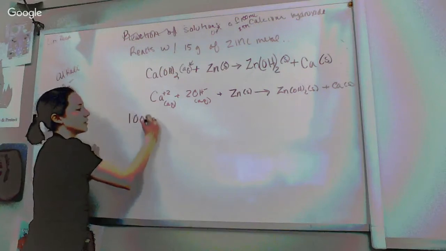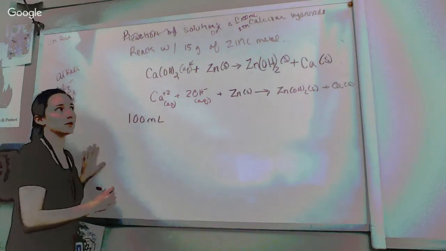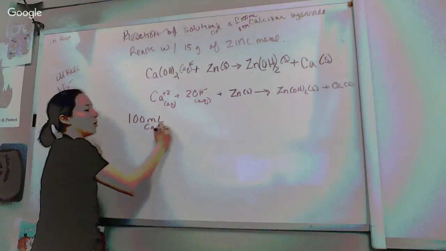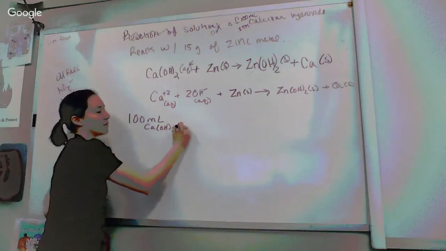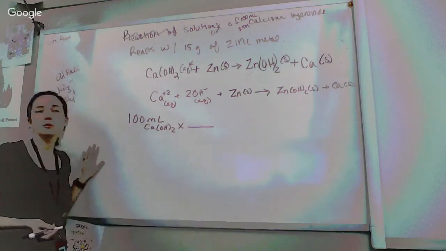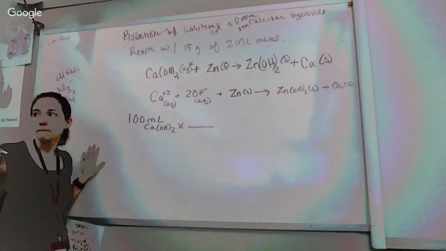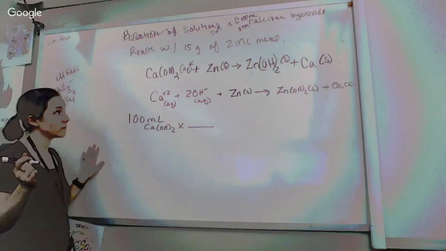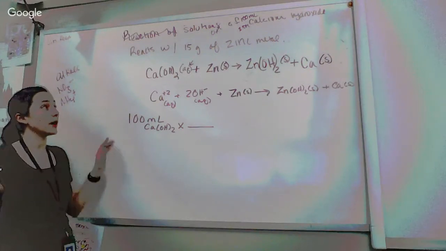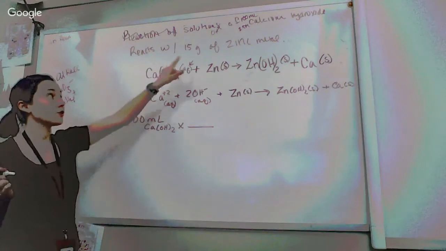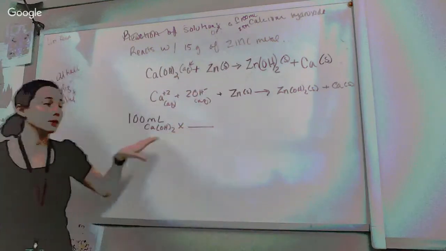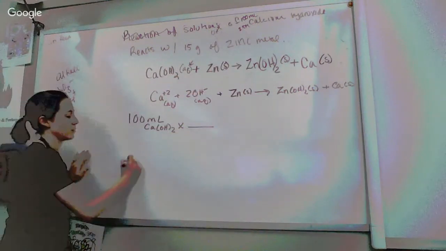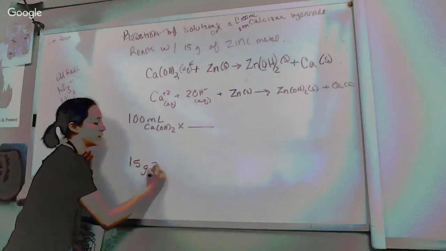All right, so if we're going to start, I'm going to start with 100 milliliters of calcium hydroxide. Why did I start with 100 milliliters of calcium hydroxide and not 2.5 molarity? Okay, good. So I could actually have started with both. And in fact, I'm going to start the second T-chart with my other one, 15 grams of zinc.